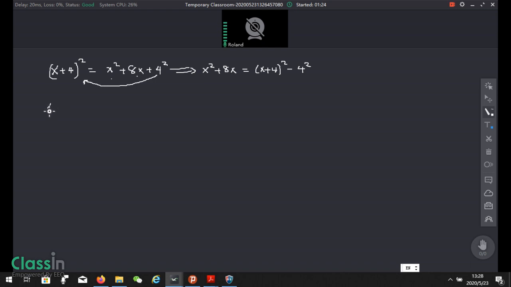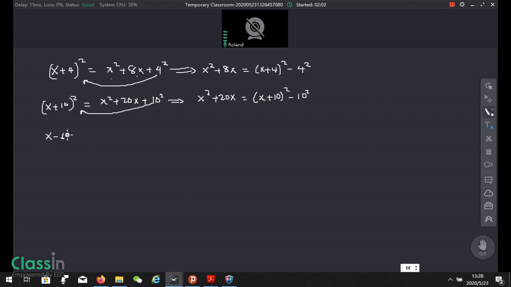If we consider another example, x plus 10 all squared, this is the same as x squared plus 20x plus 10 squared. If we take 10 squared to the other side, it means x squared plus 20x will be equal to x plus 10 all squared minus 10 squared, because when 10 squared moves to the other side, it becomes negative. Okay, let's add one more example and see what happens.